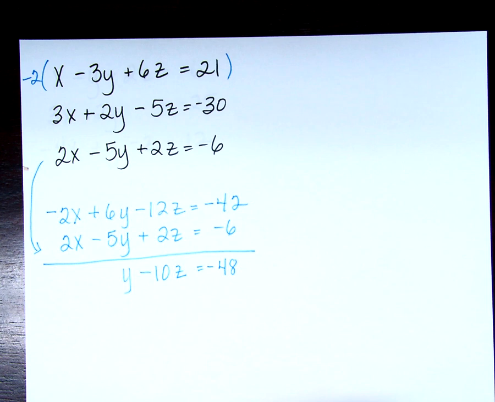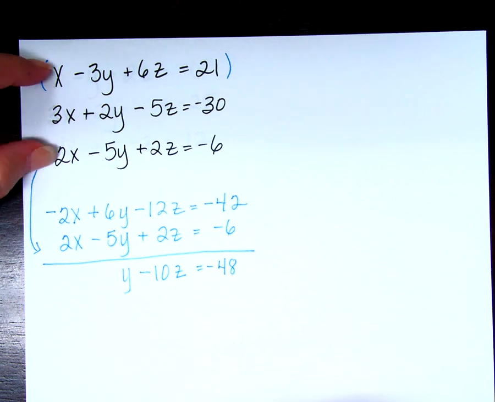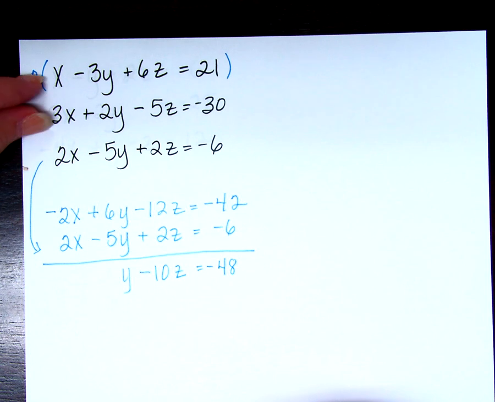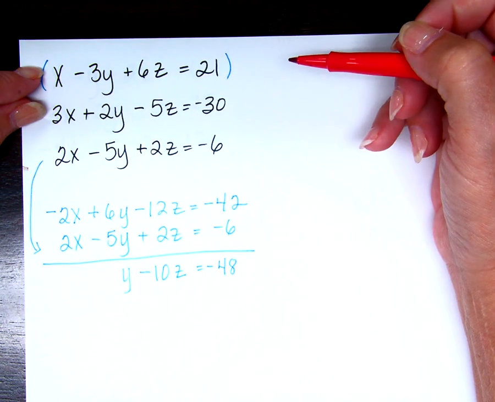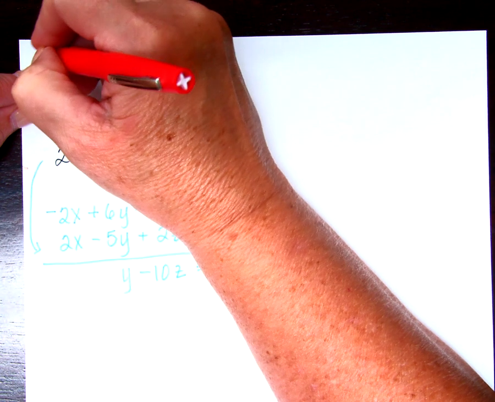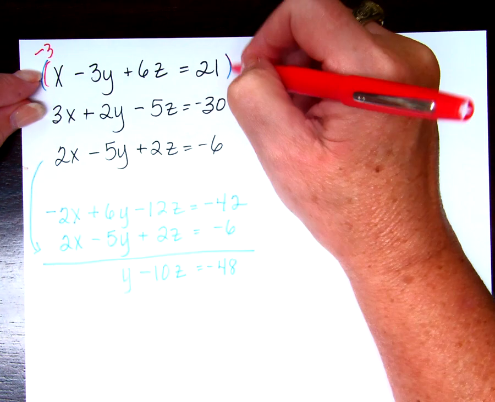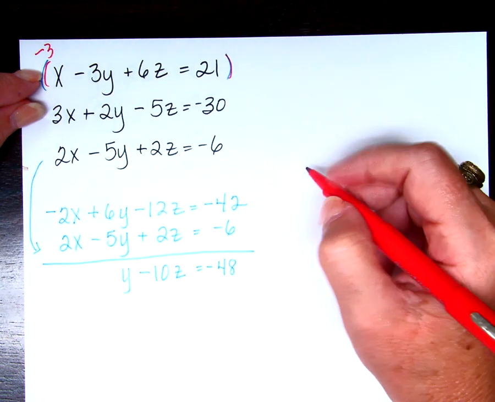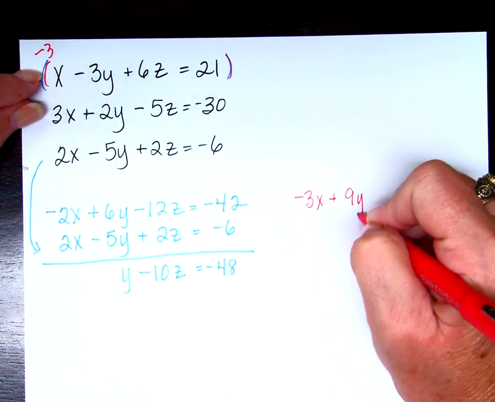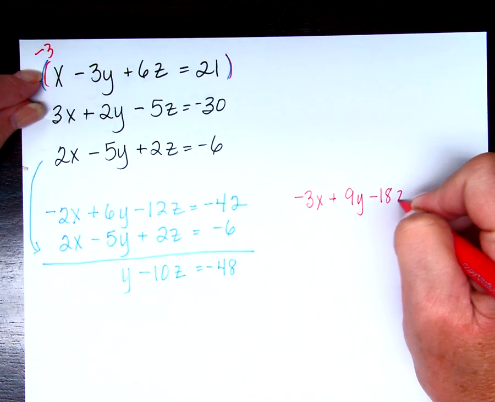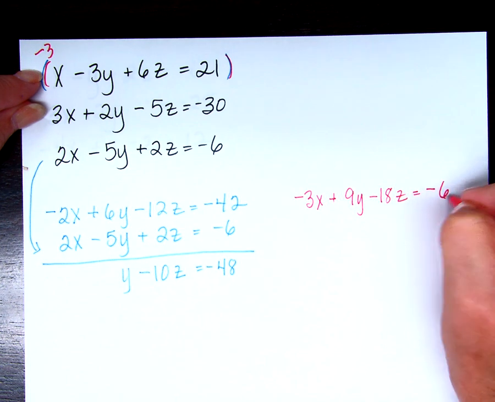Does that make sense? Okay, so we already used top and bottom, so I can't use top and bottom again. What should I use this time? Top and middle, okay. If I'm using top and middle, what am I trying to make the x's go to? 3 and negative 3. Perfect. So if I'm making this top one go to negative 3, what do I have to multiply it by? Negative 3. Okay. I'm going to write it right over here. You okay with that? Negative 3x plus 9y minus 18z equals negative 63.